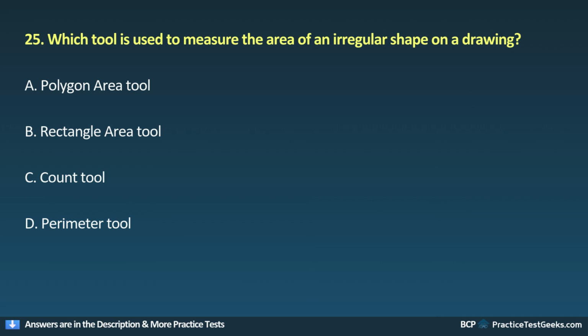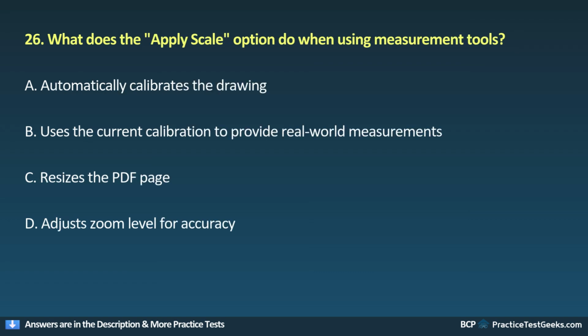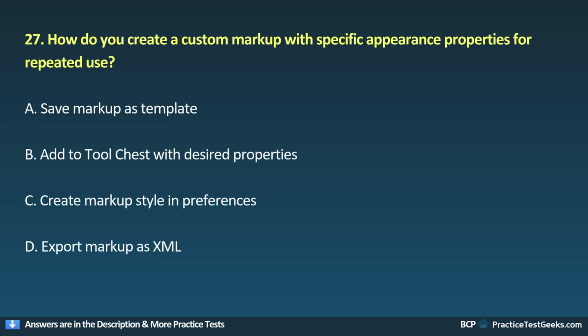25. Which tool is used to measure the area of an irregular shape on a drawing? A. Polygon area tool. B. Rectangle area tool. C. Count tool. D. Perimeter tool. 26. What does the Apply Scale option do when using measurement tools? A. Automatically calibrates the drawing. B. Uses the current calibration to provide real-world measurements. C. Resizes the PDF page. D. Adjusts zoom level for accuracy.